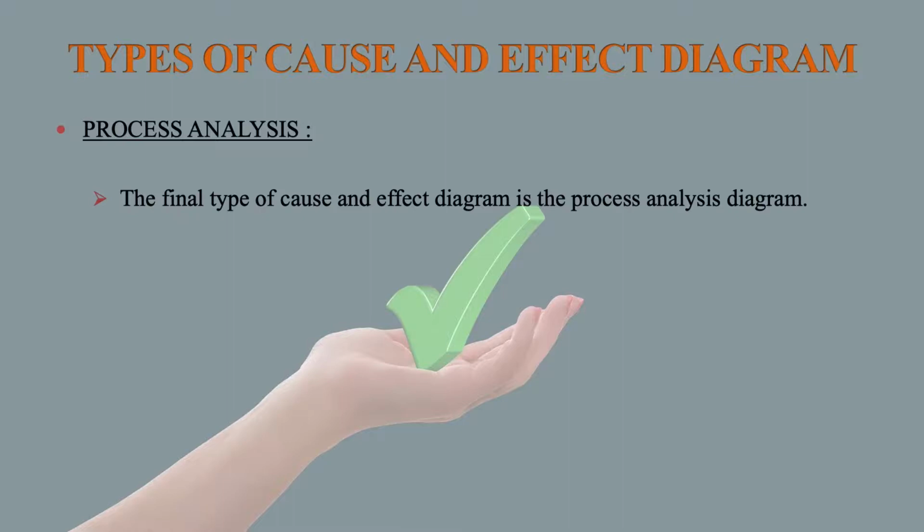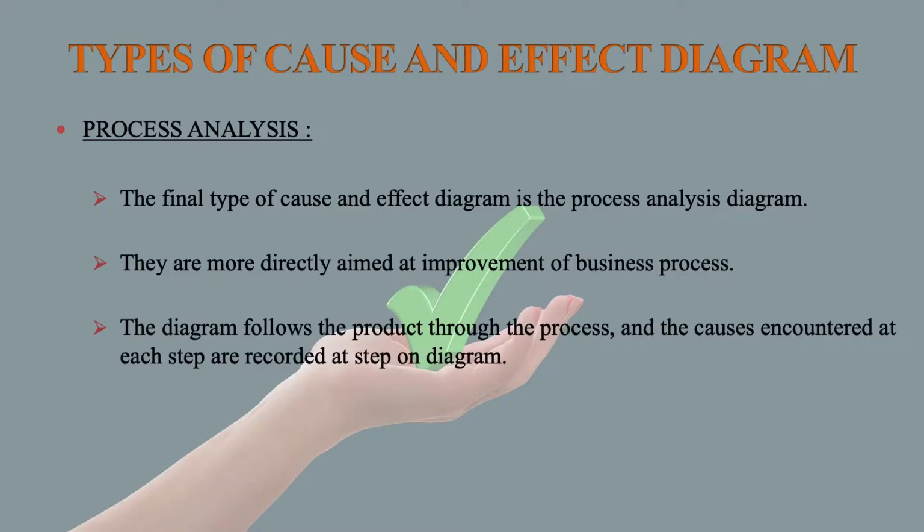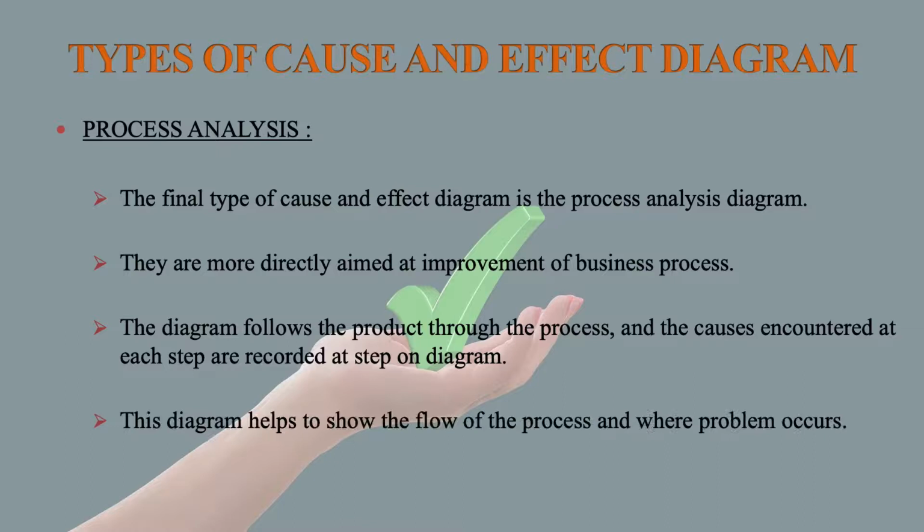Types of cause and effect diagram. The third one is process analysis. The final type of cause and effect diagram is the process analysis diagram. They are more directly aimed at improvement of business processes. The diagram follows the product through the process, and the causes encountered at each step are recorded at that step on the diagram. This diagram helps to show the flow of the process and where the problem occurs.